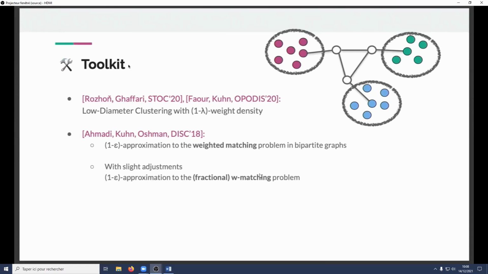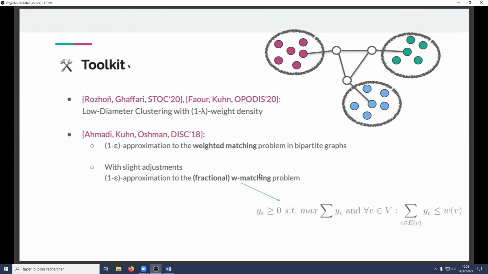So what is the fractional W matching problem? Actually here, the goal is to find some values y_e for every edge e in the graph, such that we maximize the sum over these values, and so that for every node, the sum of these values over its edges is smaller or equal than the weight of that node. So if you would substitute this weight by 1, this is just the classical fractional matching. So this W matching is some kind of generalization.